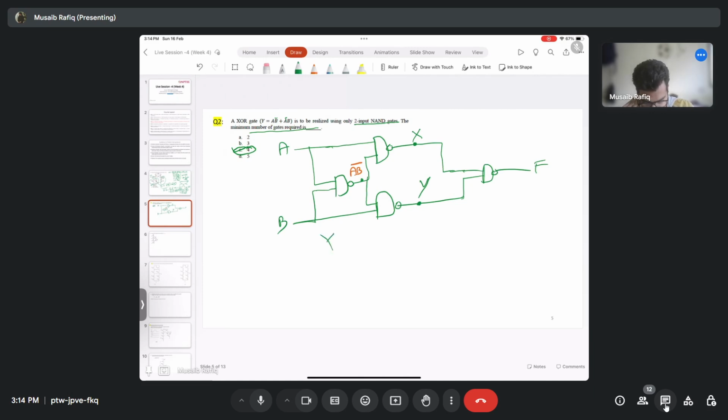That implies my X will be equal to ((AB)bar times A)bar, and my Y will be equal to ((AB)bar times B)bar. If you elaborate it using De Morgan's law, it will be (AB) bar bar plus A bar, so it is AB plus A bar. This will similarly be equal to AB plus B bar. Now my F is equal to (X dot Y) whole bar.